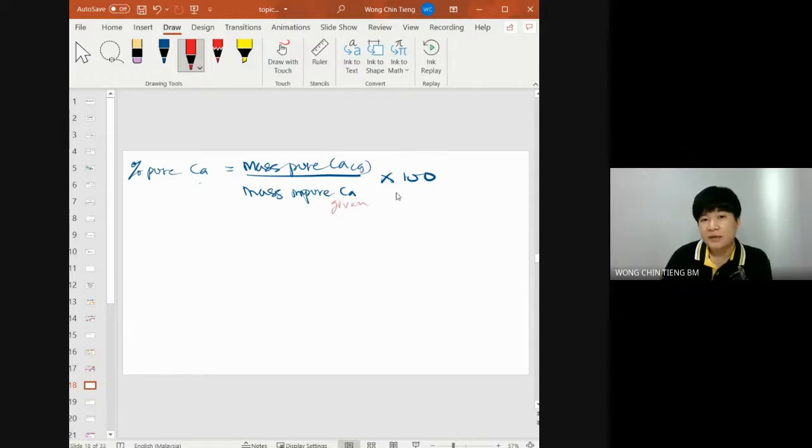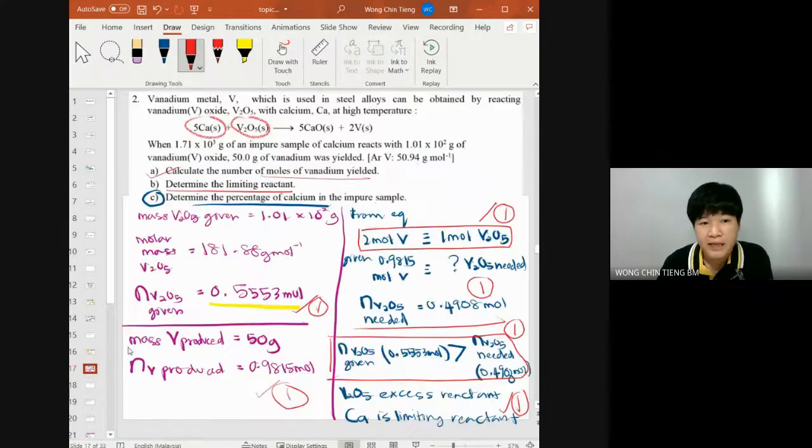So now we want to find the mass of pure calcium. How do we find the mass of pure calcium? Go back to the concept of product. Product will be determined by the limiting reactant. We know that the limiting reactant is calcium. If the product is determined by the limiting reactant, vice versa, the limiting reactant can be determined by the product. How much product do you have? 0.9815.